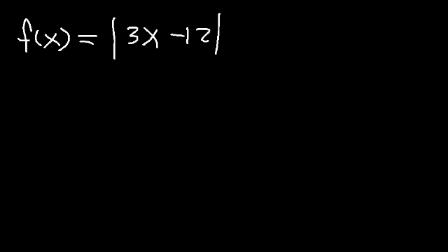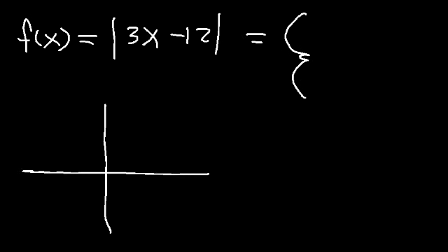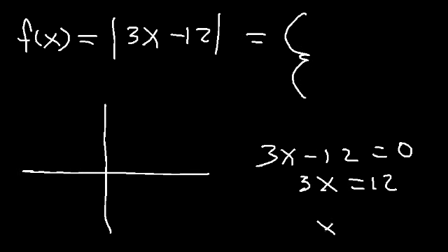Let's try another one. Now let's say f of x is equal to the absolute value of 3x minus 12. What is the derivative of the function? So first, let's represent it as a piecewise function. If you graph it, how will the graph look? To find a vertex, set the inside equal to 0. So if 3x is 12, if you divide by 3, 12 divided by 3 is 4. So it's going to shift 4 units to the right. The vertex is at x equals 4.